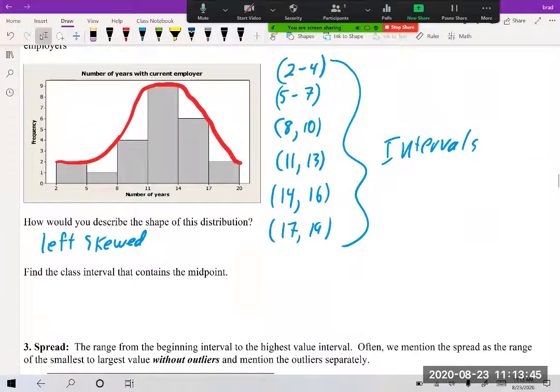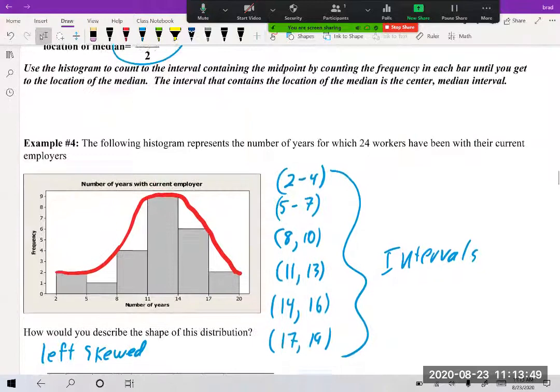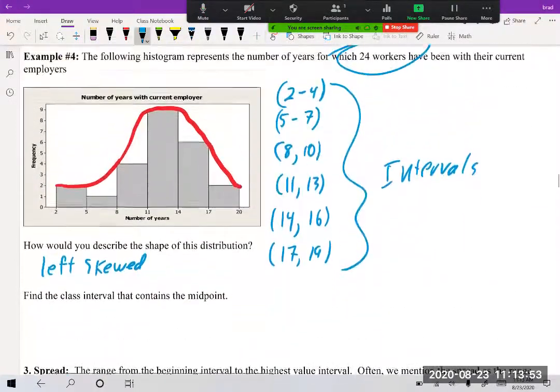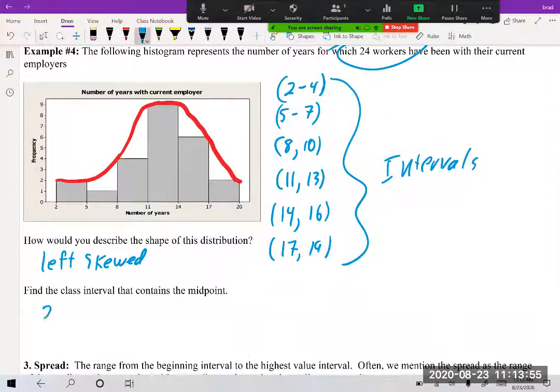So in this case, how many people were there in this study? Well, there were 24 people in this study. It says right here, 24 workers, 24 individuals. So we're going to do 24 plus 1 divided by 2, which would be 12.5. Okay. So now we're going to count until we get to about 12.5.